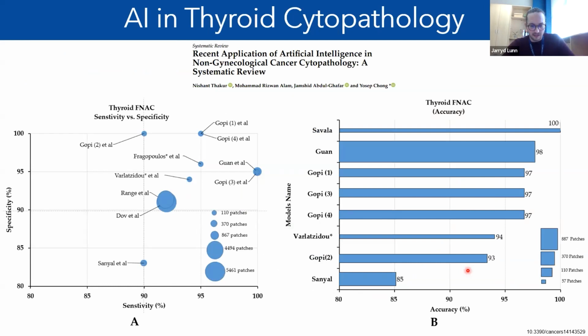AI in thyroid cytopathology has seen a lot of activity, and a lot of really good sensitivities and specificities, just remembering that our origin here is not 0, but rather 80%. One can see how, although these studies are different in size, there have been a lot of really good outcomes for these investigations so far.